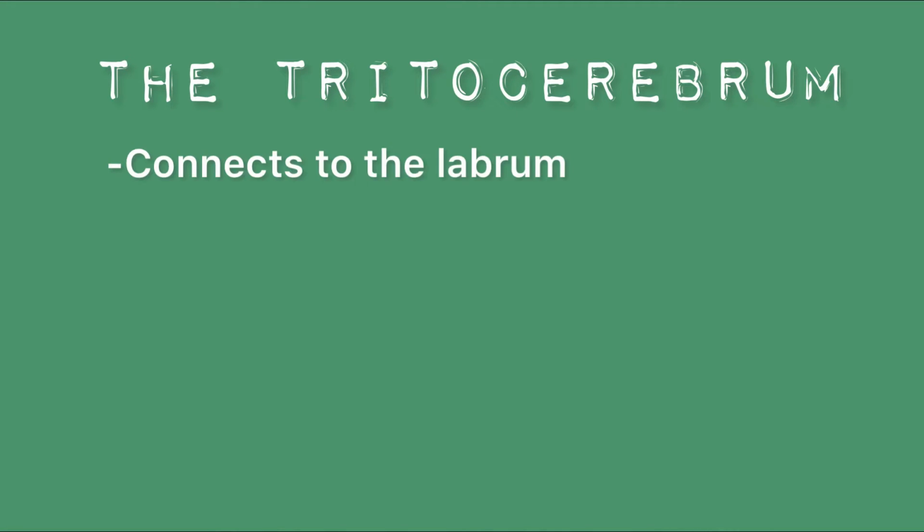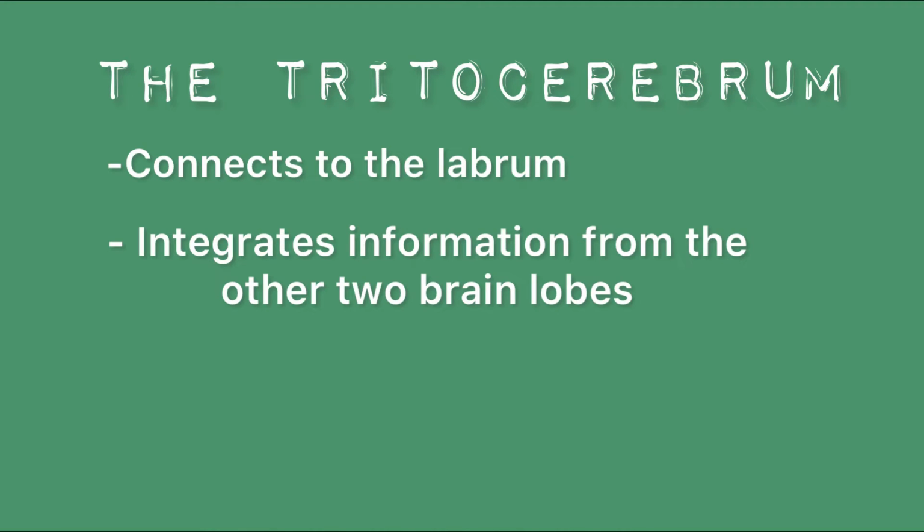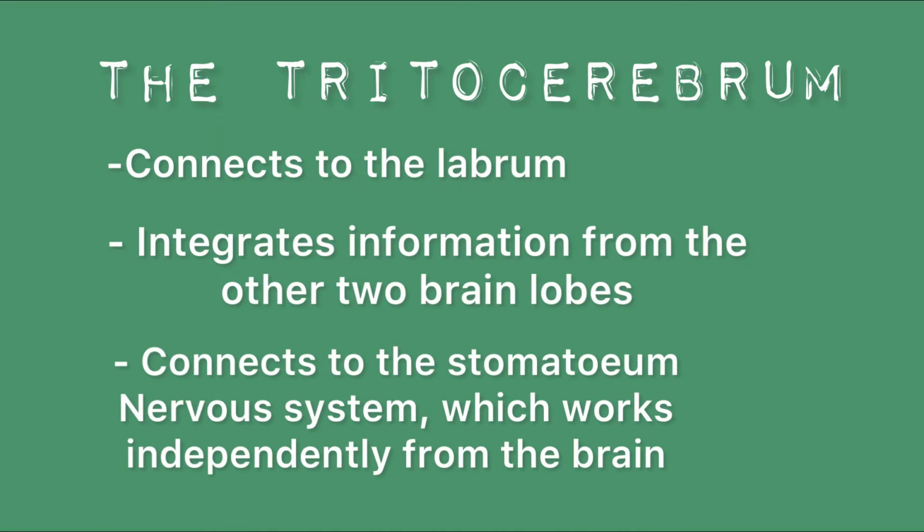The third lobe, which is the tritocerebrum, performs several functions. It connects to the labrum, which is the insect's upper lip, and integrates sensory information from the other 2 lobes. The tritocerebrum also connects the brain to the stomatogastric nervous system, which is a nervous system that innervates the pharynx and muscles associated with swallowing. Although the stomatogastric nervous system is connected to the insect's brain, it does not need the brain to function and works separately. Overall, the insect's brain controls only a small amount of function for an insect to live.